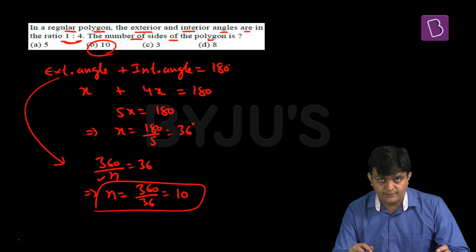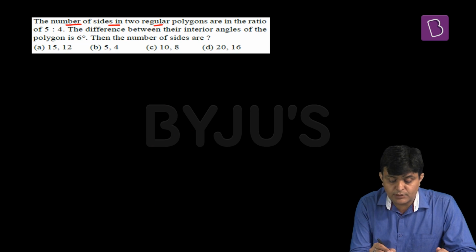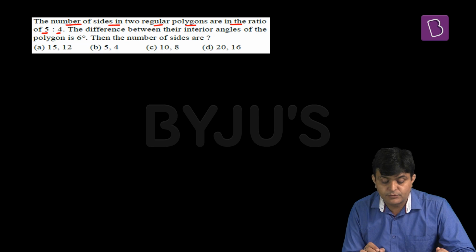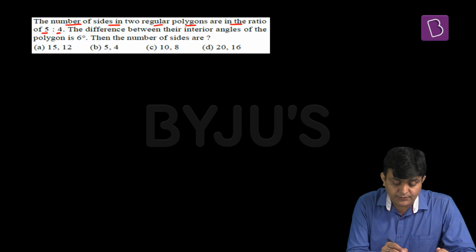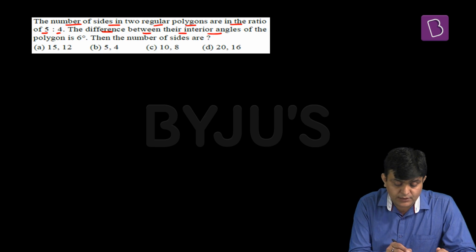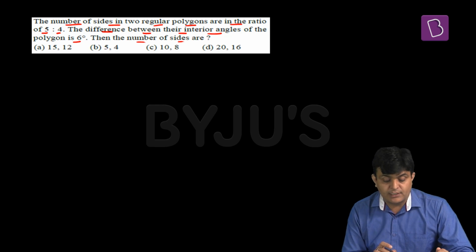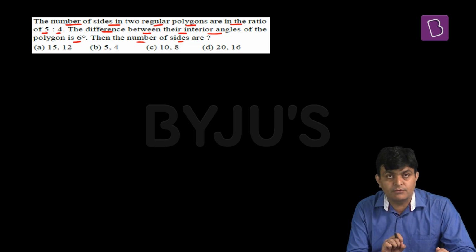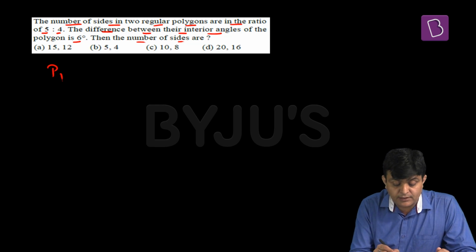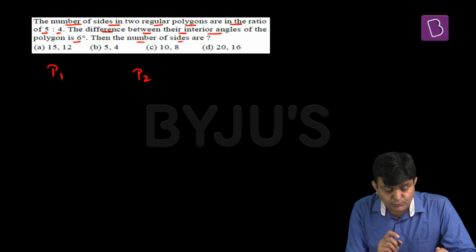It is a decagon. See, the next question is: the number of sides in two regular polygons are in the ratio 4:5. If the difference between their interior angles is 6 degrees, then the number of sides are? There are two polygons having side ratio 4:5. Okay. Let P1 be the first regular polygon, and P2 be the second regular polygon.